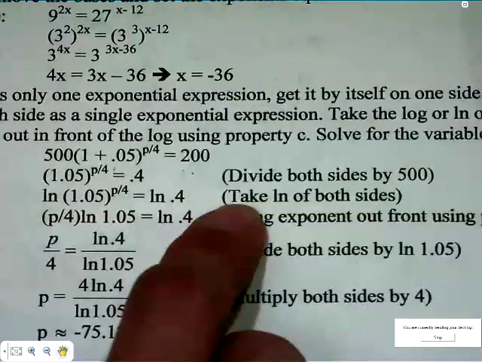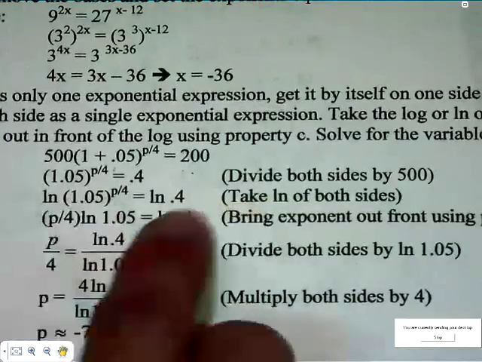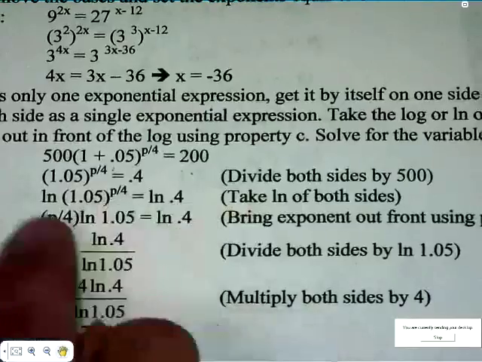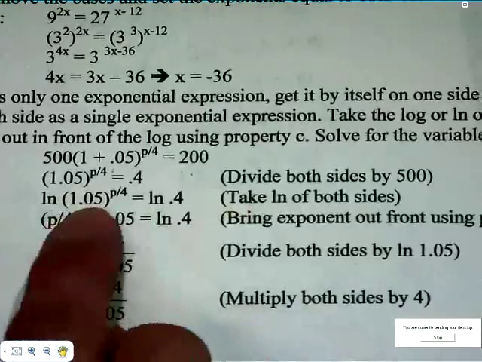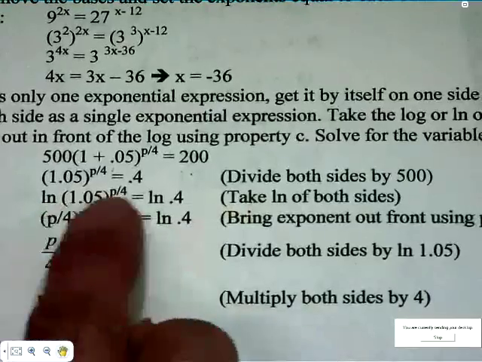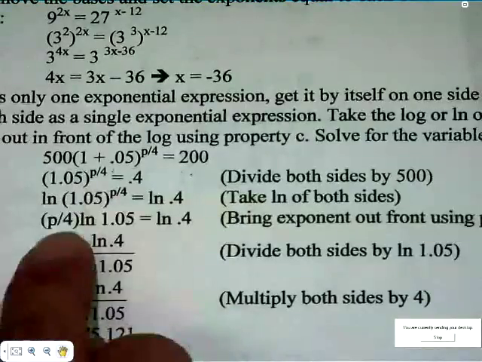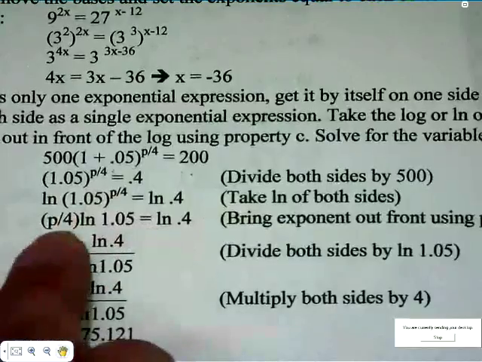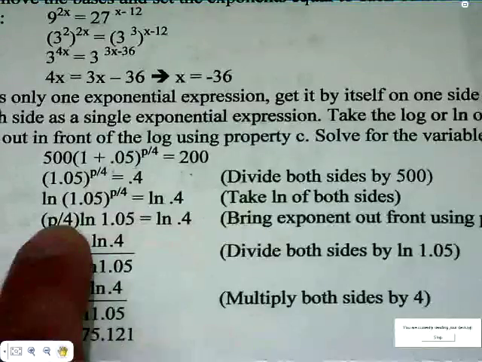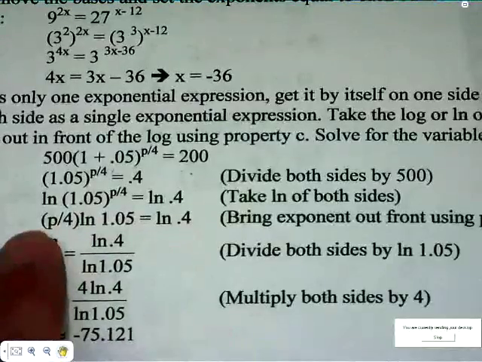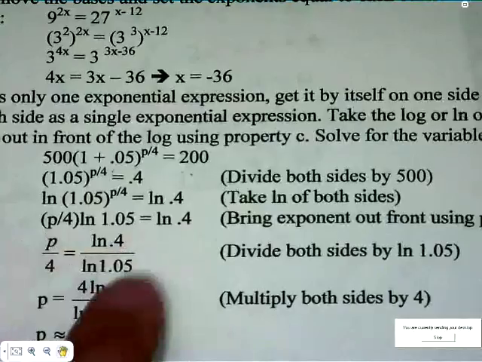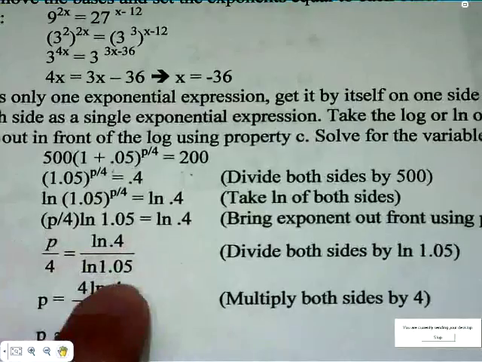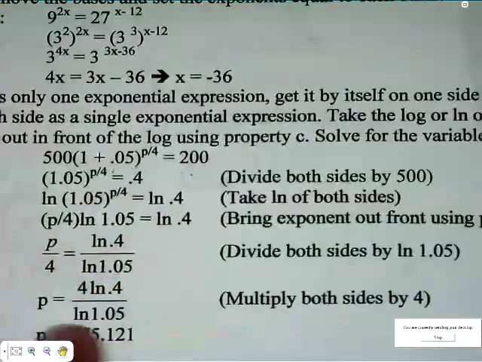That's the only reason. Take the natural log of both sides, and then remember property C is the property that tells you if you have log of something to a power, you can bring the power out front. That was the purpose of taking the log of both sides, to unexponentiate. And after we got that done, to solve for P, all I had to do was divide both sides by the natural log of 1.05, and then multiply both sides by 4.